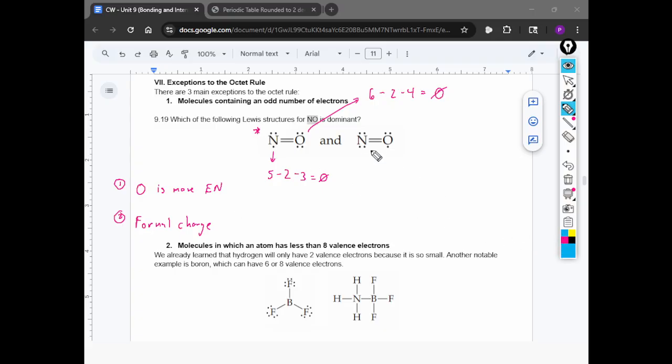Okay, if you look at this one, however, it's going to be 5 minus 2 lines minus 4 dots. Nitrogen has a -1 formal charge, which we don't want, right? The more electronegative one should have the negative formal charge. And oxygen right here will be 6 minus 2 lines minus 3 dots, which will be +1. So this is a no-no structure.